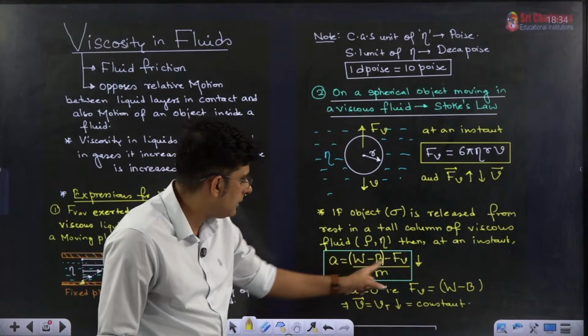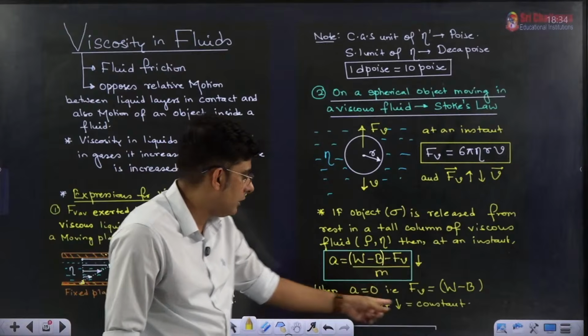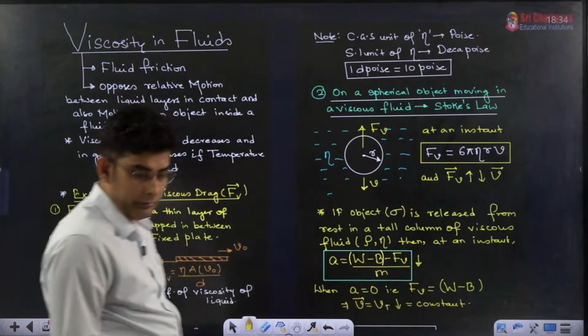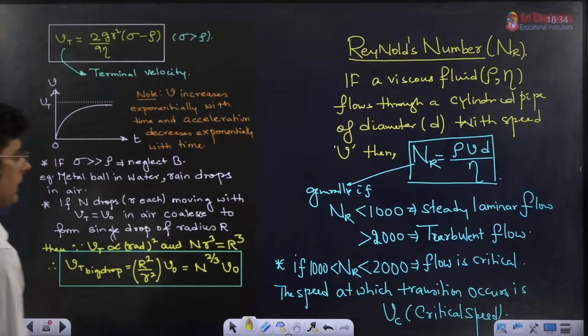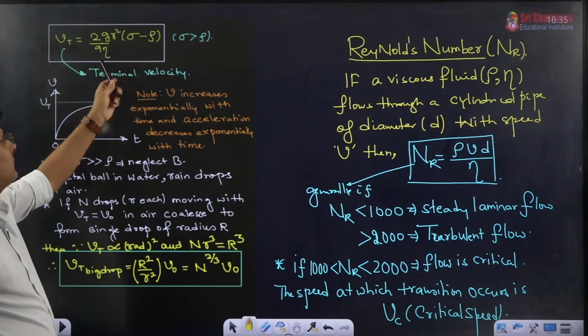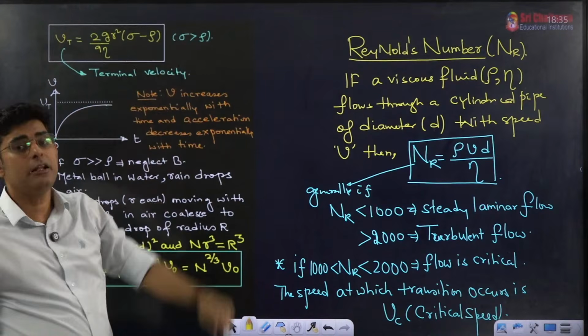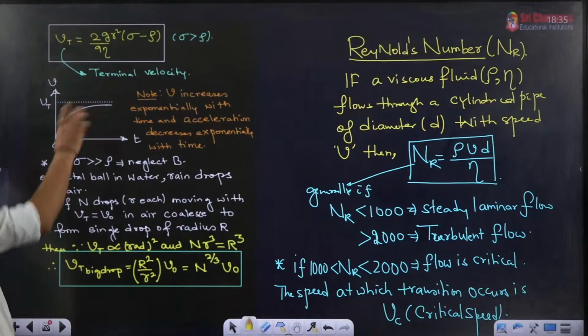When you put acceleration 0, from this expression you know the viscous force, the weight and the buoyant force. From there you can get the expression for terminal velocity. On the next page we have written that. Let's quickly see. The terminal velocity comes as 2g r square by 9 eta times (sigma minus rho), provided sigma is greater than rho. So this is called the terminal velocity.